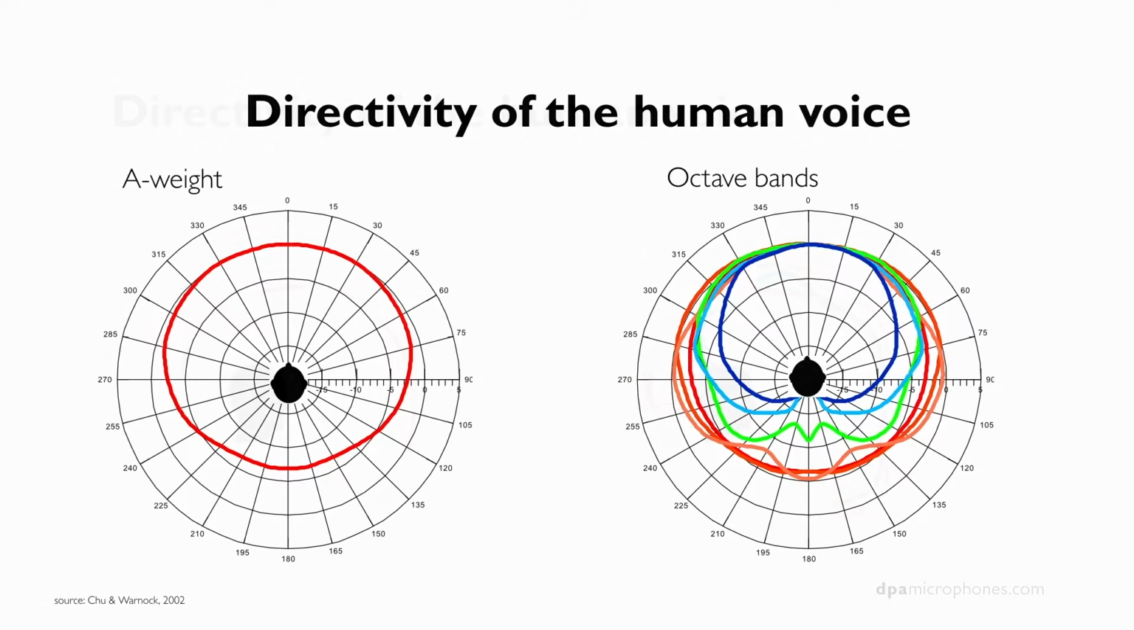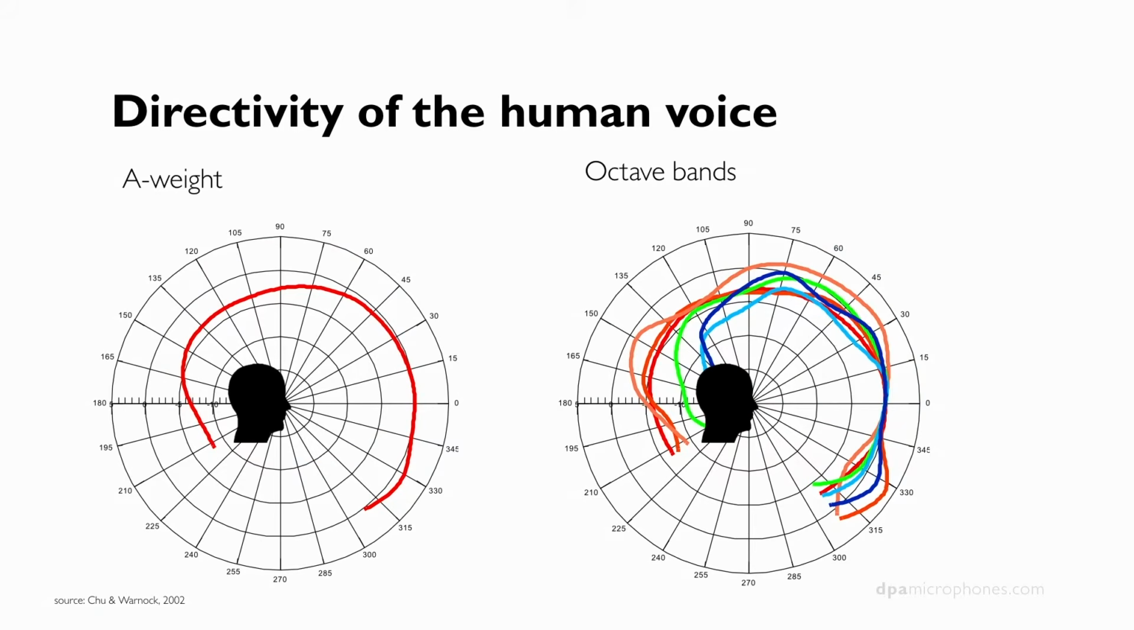If we then look in the other plane, we see that we have more level below the person than we have above the person. But that is not the same as saying that we have better speech intelligibility, better understanding, if we place the microphone below the person. Actually, on the contrary.